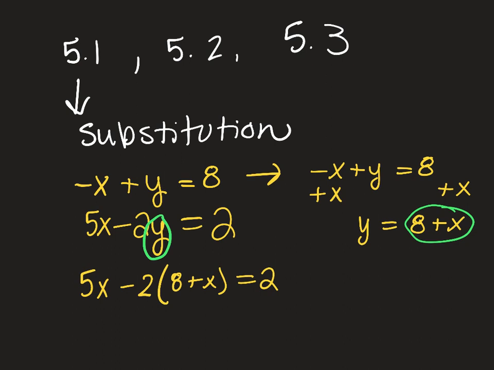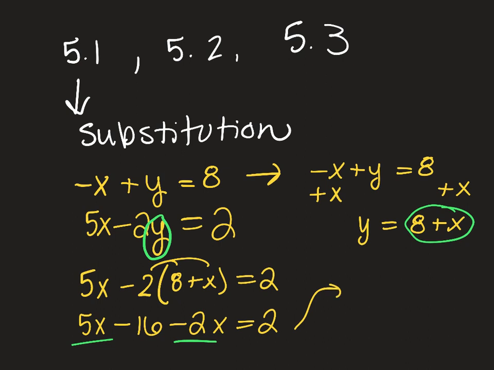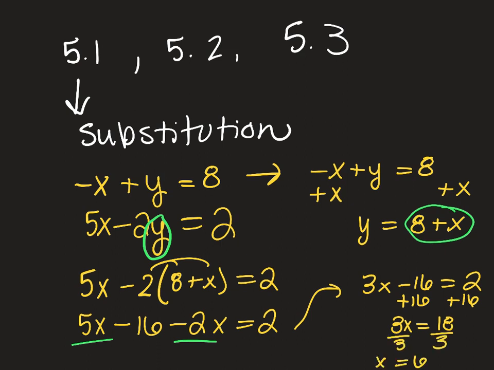So now I'm going to distribute my 2 through. Minus 16 minus 2x equals 2. So then combine my like terms. So 5x minus 2x gives me 3x minus 16 equals 2. All right, now we're trying to get x by itself, so we're going to add the 16 to the other side. So 3x equals 18. Divide by 3. And we get x is equal to 6.